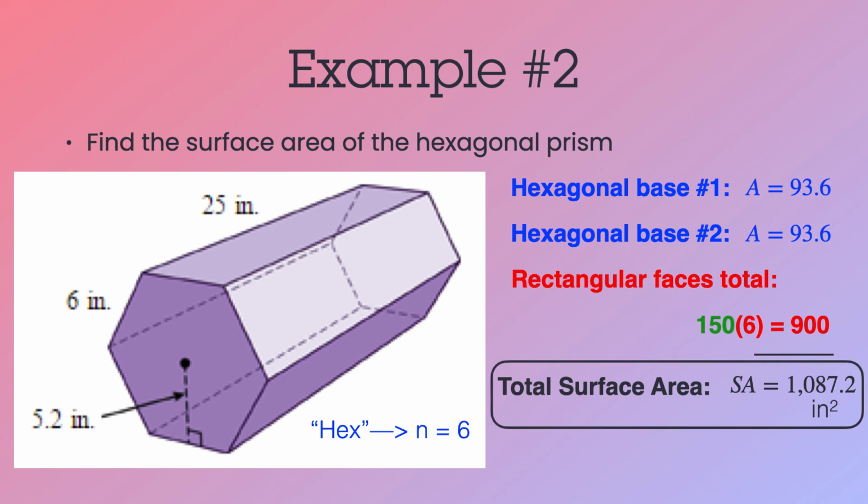And there you go. So now we've found the surface area for a couple different types of prisms. The strategy really is just to find the area of each of those flat faces and just add them up.